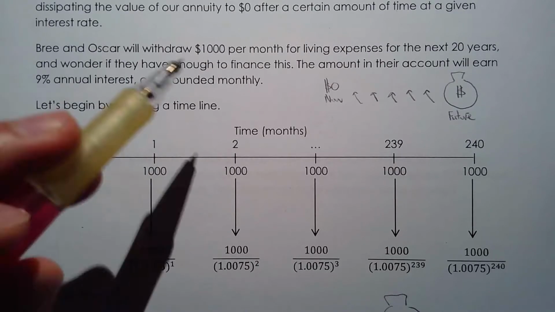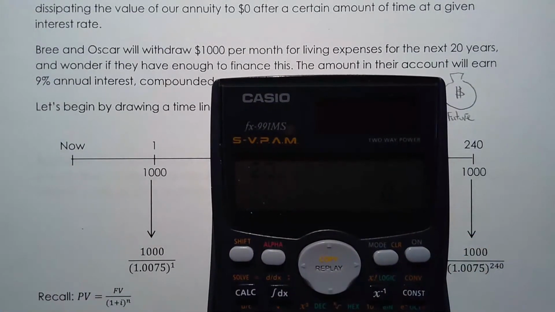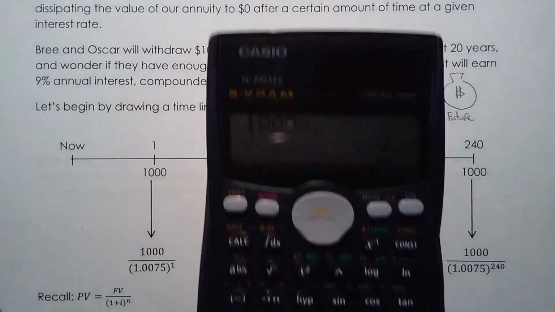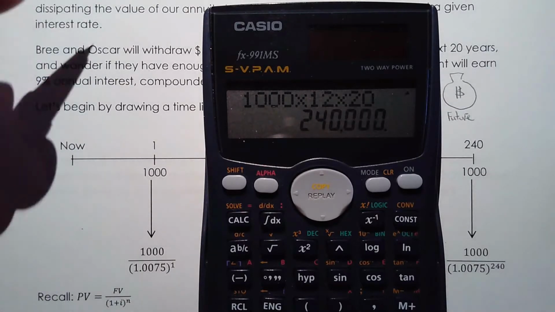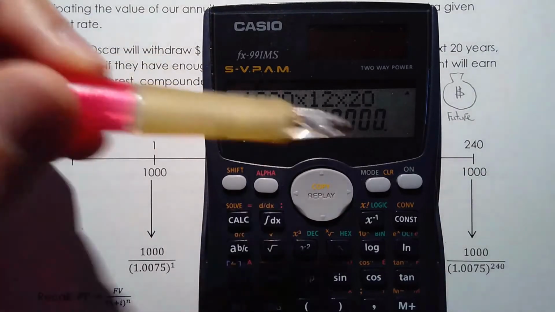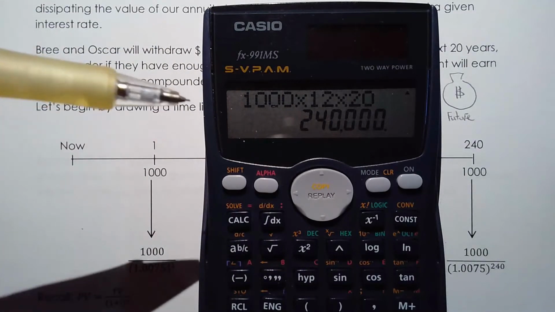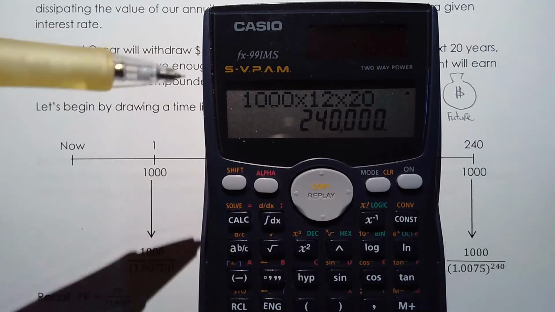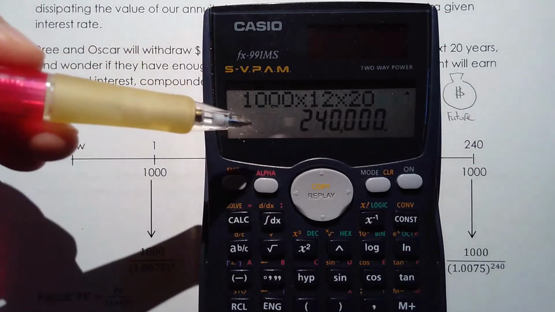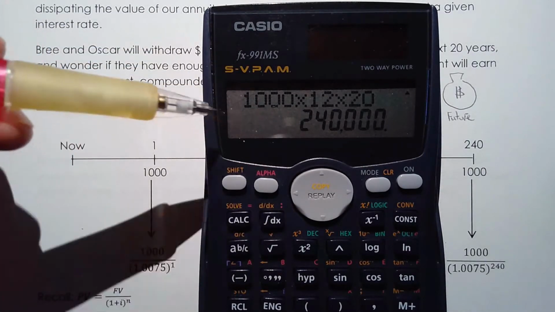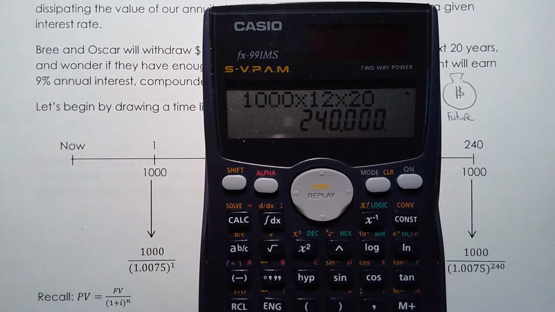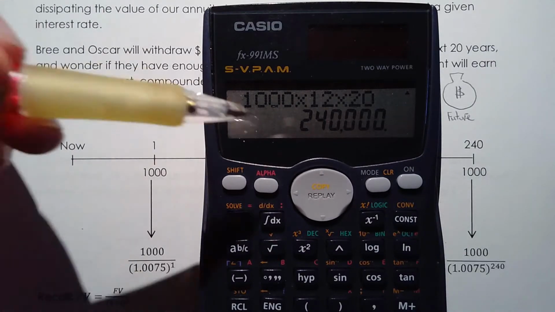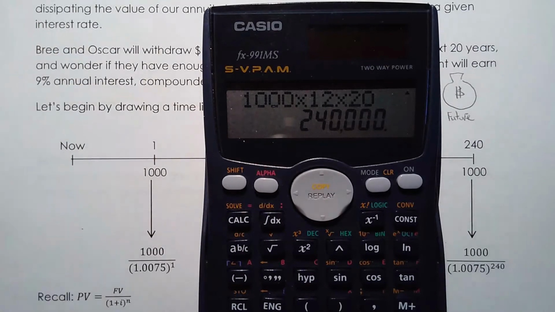A lot of students will take 1,000 times 12, because there's 12 months a year, and they want this for 20 years. So a lot of students will say they need 240,000, and the good news is that they actually don't need 240,000. They need less than that. Why do they need less than that? Because if they have a large amount of cash, they can actually make it grow to 240,000 over that 20-year span.